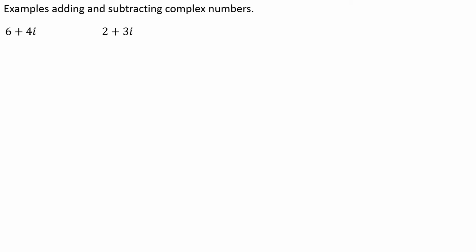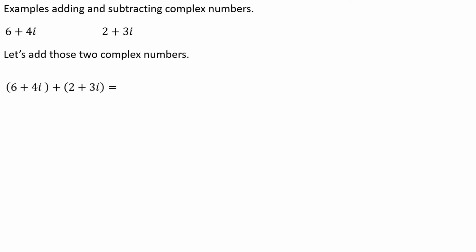Here are two complex numbers. Let's add them. Here comes the answer. You ready? Can you figure out where that answer came from? 6 plus 2 made the 8. 4i plus 3i made the 7i.